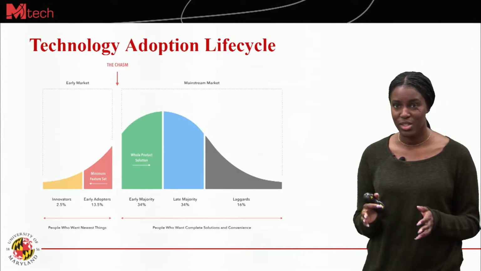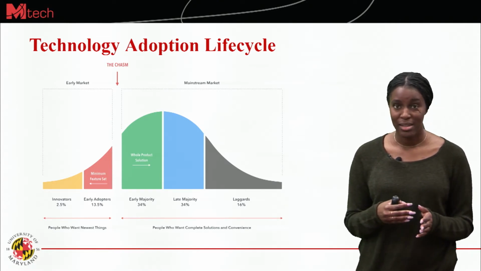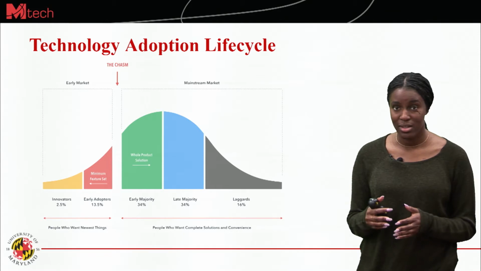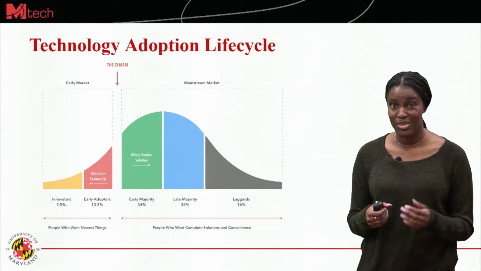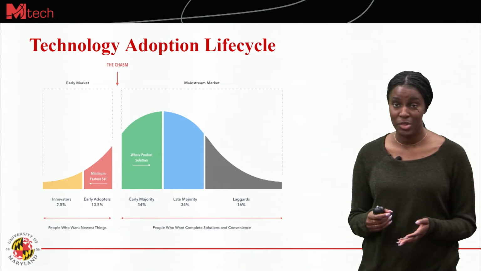So this is the technology adoption life cycle. And what it does is it demonstrates the likelihood of different groups of consumers to adopt your product or service right at the onset. So this is when they first hear about it. And there are 5 groups that we're going to talk about.